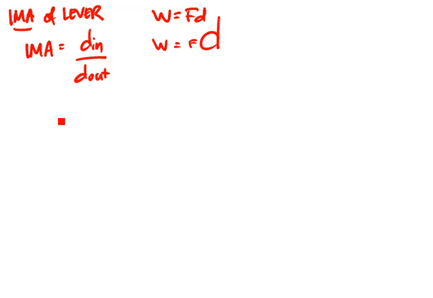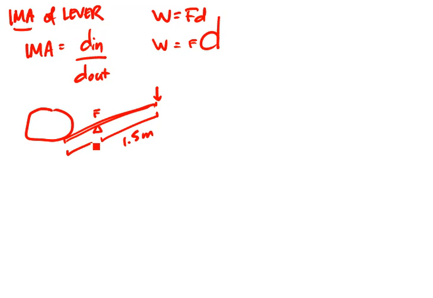So if we take an example of a rock that has to be lifted using a lever, this is the fulcrum, and I am pushing down here. If this distance is 1.5 meters, and this distance is 0.5 meters, I can calculate the ideal mechanical advantage of this lever.